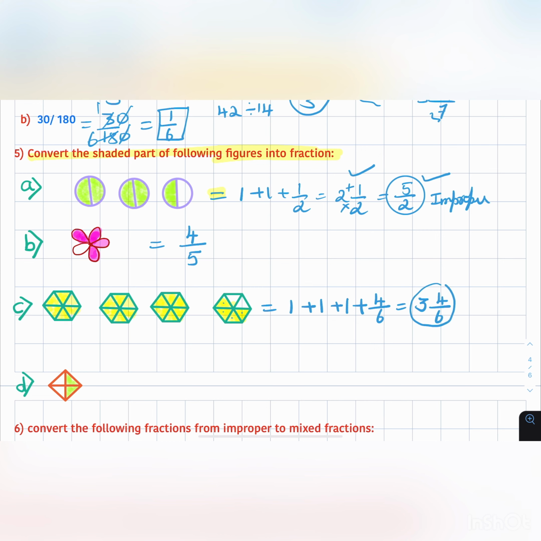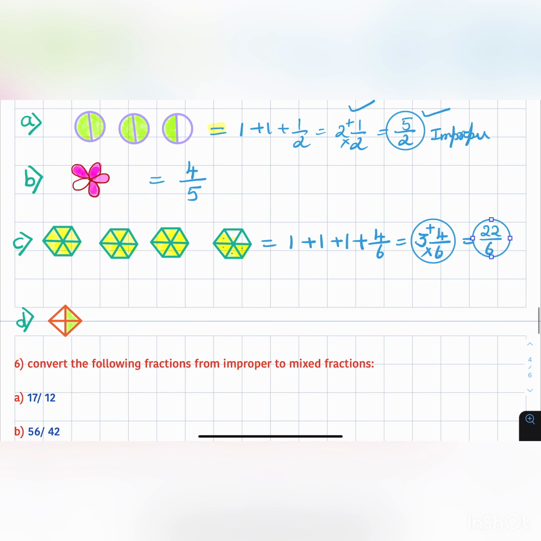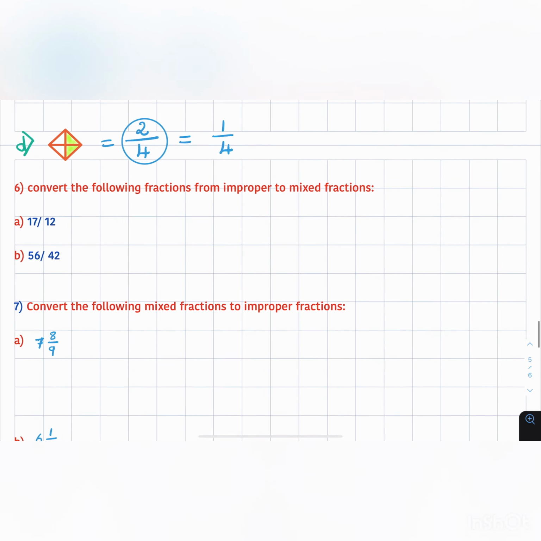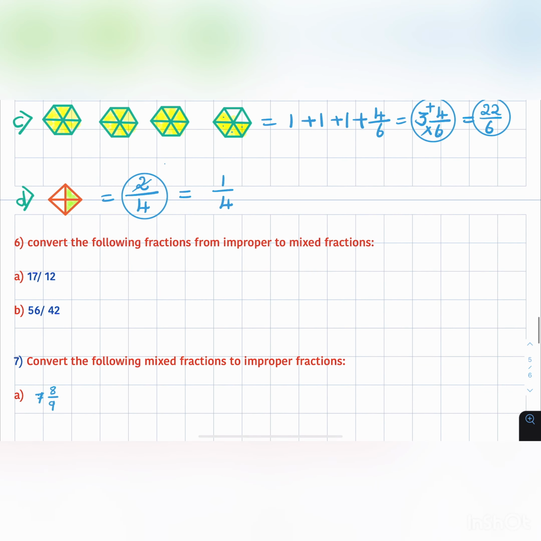This is a mixed fraction. Converting mixed fraction to the improper fraction, it will be 6 3s are 18, 18 plus 4. So 22 by 6. This is improper fraction. Then the next one is 4 parts are there, 2 parts are shaded, so 2 by 4. We can convert that to simplest form, so we'll get 1 by 2, sorry, 1 by 2.